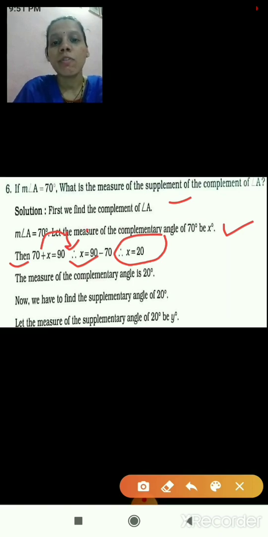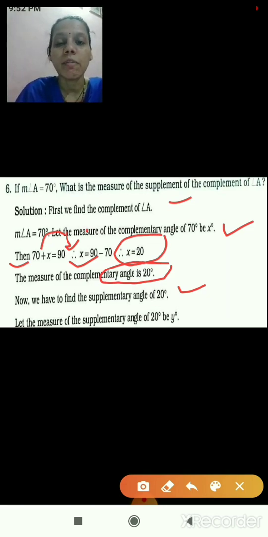Now we have to find the supplement angle of 20 degrees. Why? Because in the question it is given we need to find out the measure of the supplement of the complement of A. So first we will find out the complement of A and then we will find out the supplement of that complement angle. So the complementary angle is 20 degrees. Then we will find out the supplement of 20 degrees. I hope you are clear with this. So now we have to find out the supplementary angle of 20 degrees. Let the measure of the supplementary angle of 20 degrees be y degrees.